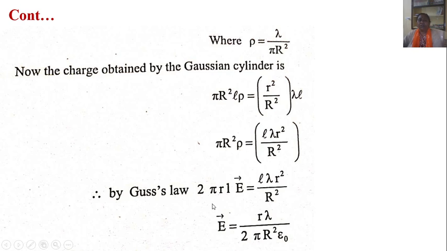By Gauss law, 2 pi r L E equals L lambda r squared upon R squared, and therefore E equals r lambda upon 2 pi R squared epsilon 0.